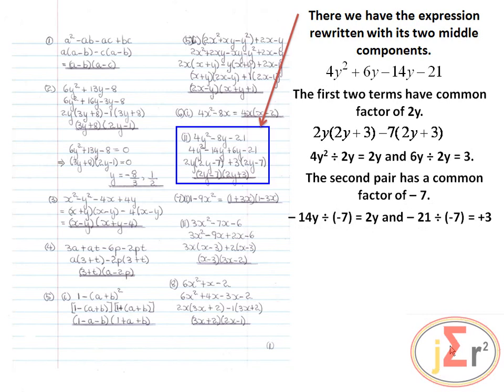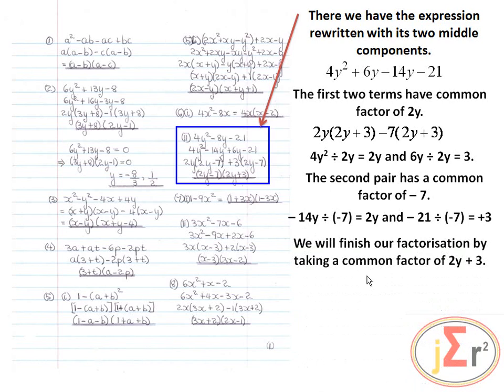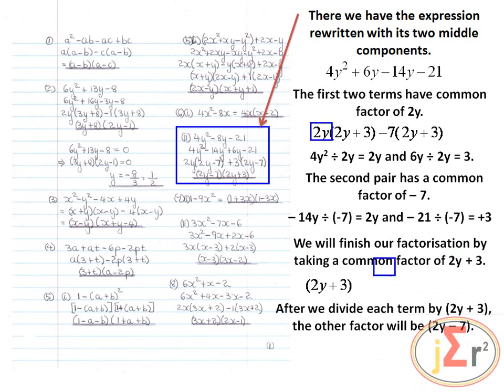So 2y plus 3. And again, we have common factors. The common factor is 2y plus 3. We will finish our factorization by taking a common factor of 2y plus 3. And by so doing, the other factor will be 2y minus 7.